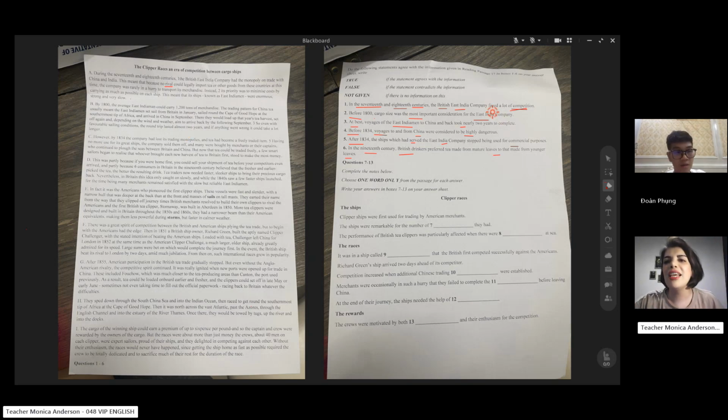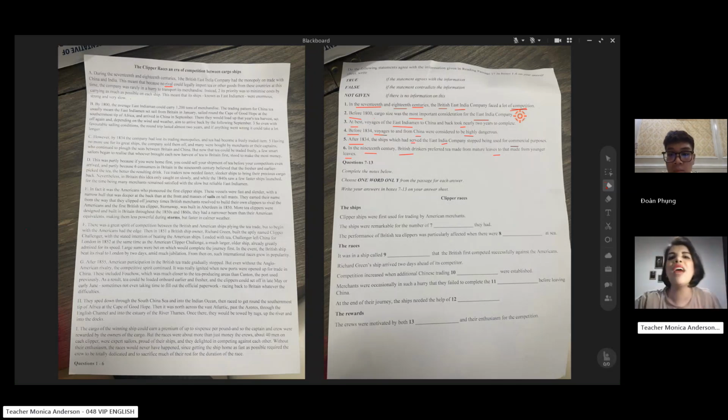First of all, let's talk about this. Faced a lot of competition means there were lots of competitors. For example, different companies that competed. This company and another company did the same thing. For example, they all exported tea. So they were like rivals, like competitors, okay? And they faced a lot of competition. It means there were different companies that used to compete.